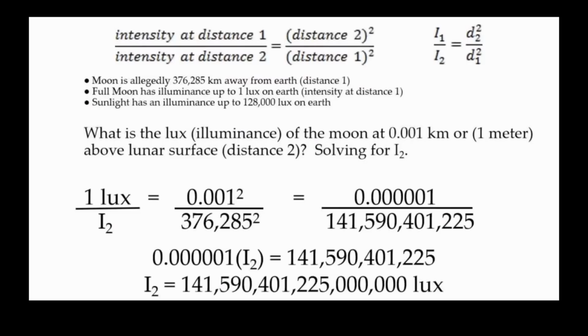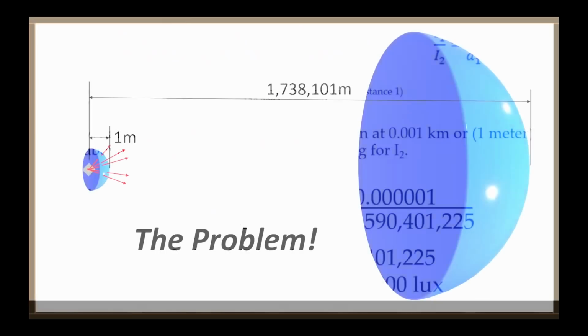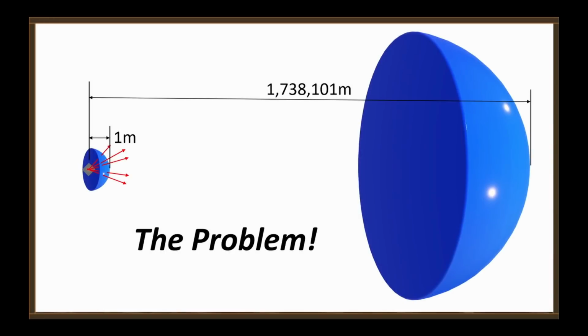We now plug the numbers into our inverse square law equation to find the intensity of the moonlight at the surface, solving for intensity at distance 2. I have the numbers on the printout, but you can see for yourself the problem. Oh, we see the problem, all right. You're not 1 meter from the surface of the moon. You are 1 meter from the point source, that imaginary point where all of the light from the moon emanates. If you want to be 1 meter from the surface of the moon, the number is 1,738,101 meters from the point source.